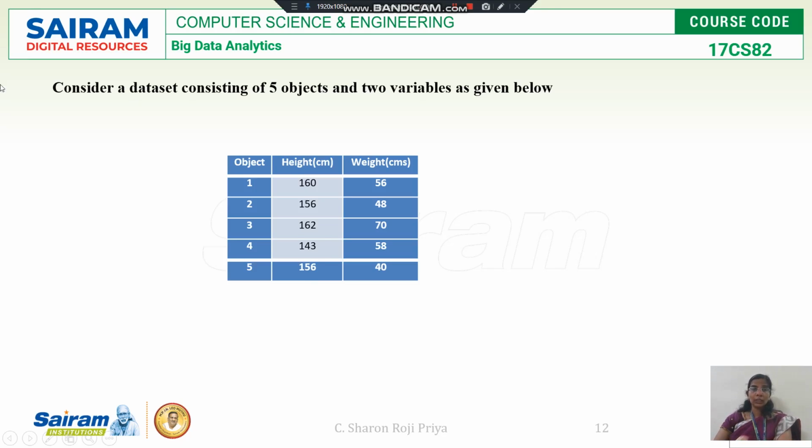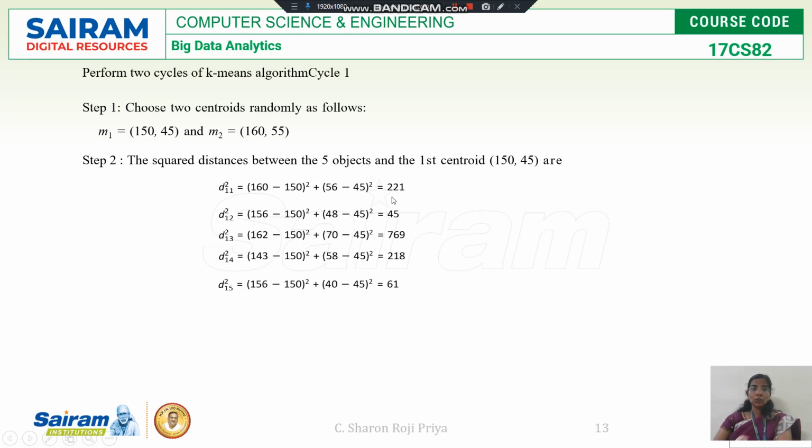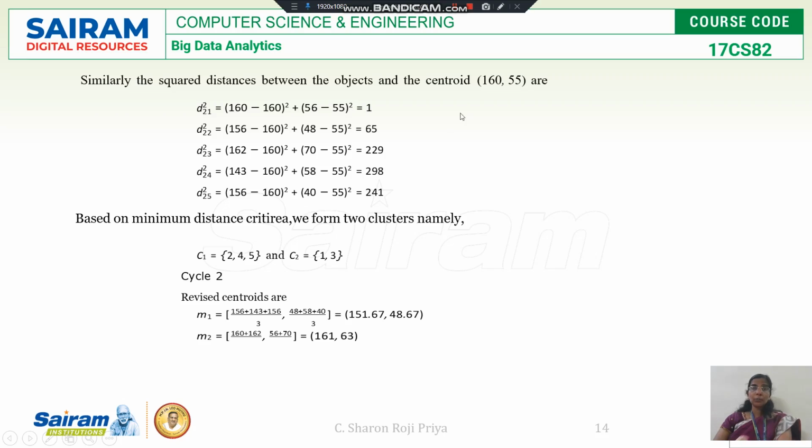Here this distance is 221. The distance between the first centroid and the first data object is 221, and the distance between the second centroid and the first data point is 1. So which is the minimum distance? 1. So you have to place data point 1 in which cluster? Cluster 2. Cluster 2 will have data point 1.